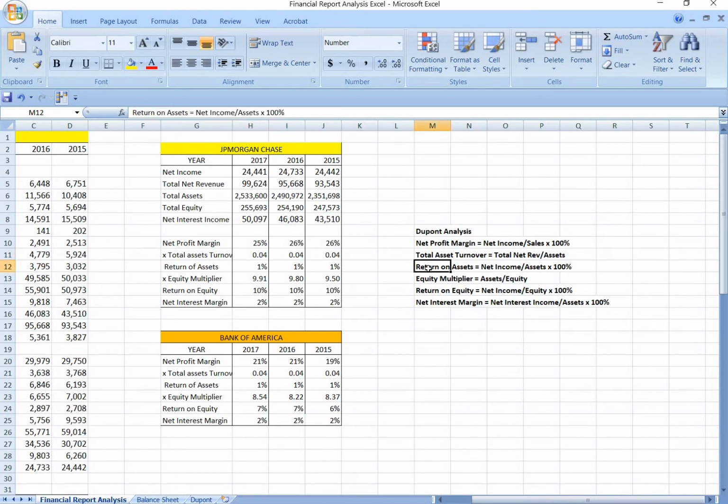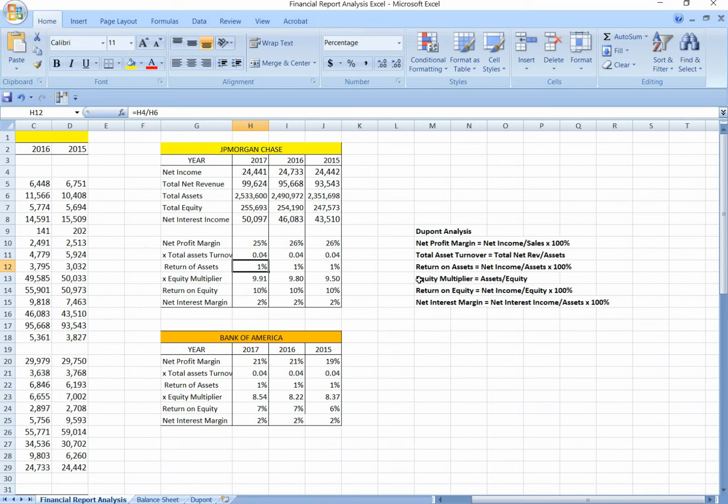Now let's move on to return on asset. Return on asset, or ROA, is net income divided by asset times 100. It indicates how profitable a company is in relation to its total asset, to determine how efficiently a company uses its asset to generate profit. Let's see on the table how efficiently this company does from year to year. They're about the same, 1%, 1%, 1%.